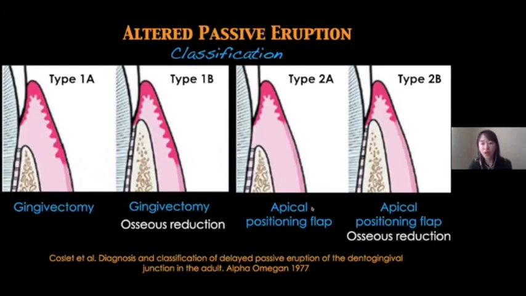When you don't have enough keratinized tissue, which we all know is very important for maintaining natural tooth health, you need to do an apically positioned flap. And if the osseous crest is very close to the CEJ, you have to do the apically positioned flap together with osseous reduction.